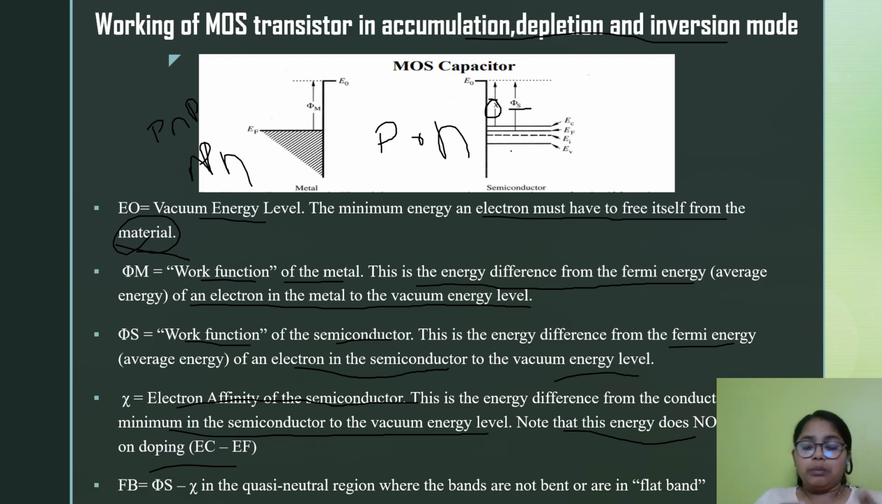MOS transistor can be any type of doping. That is what X is defined as electron affinity, and it should not depend on the type of doping. And FB is now given as phi S minus X in the quiescent neutral region, where the bands are not bent, or in flat band. So that is given as FB.